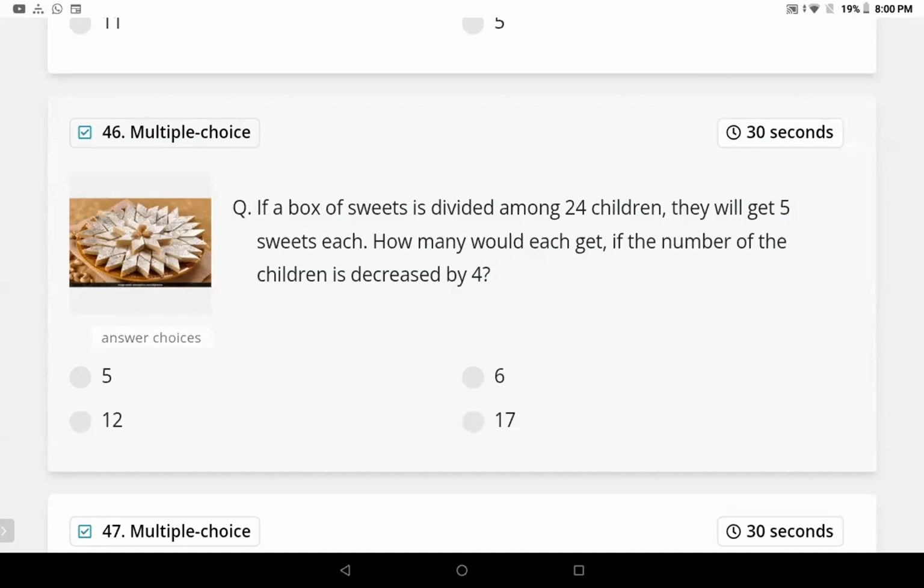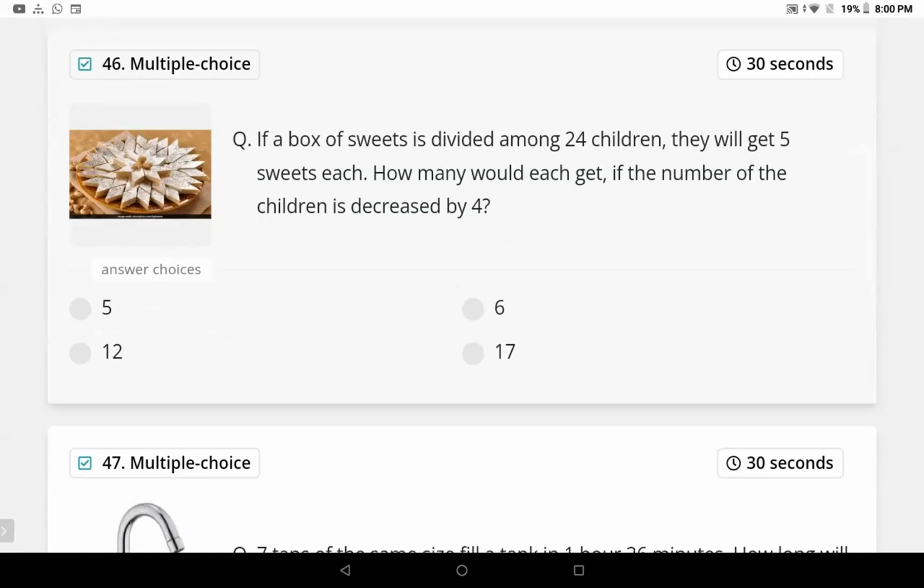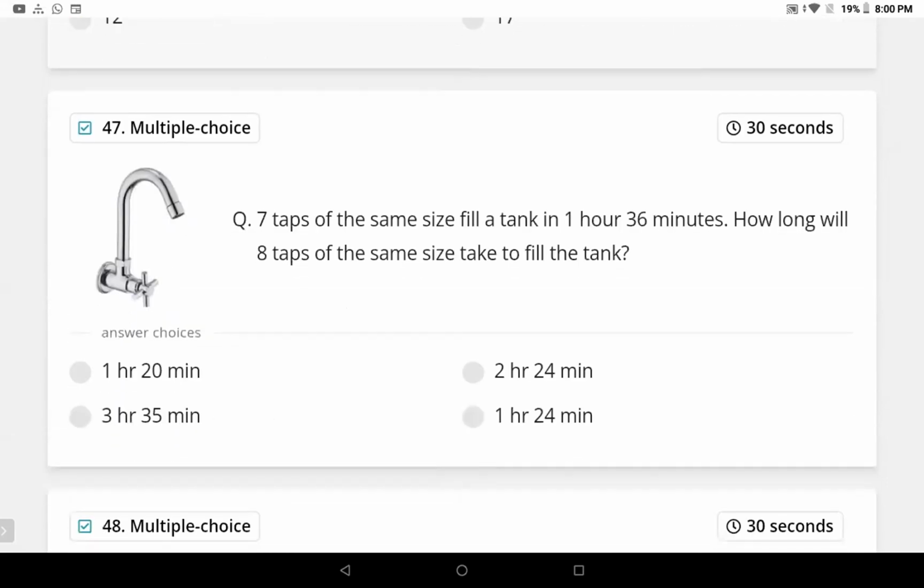So how many will each get if the number of children is decreased to 4? 4 means they will get more than 5, right, children? Yes, ma'am. So 6. Next.